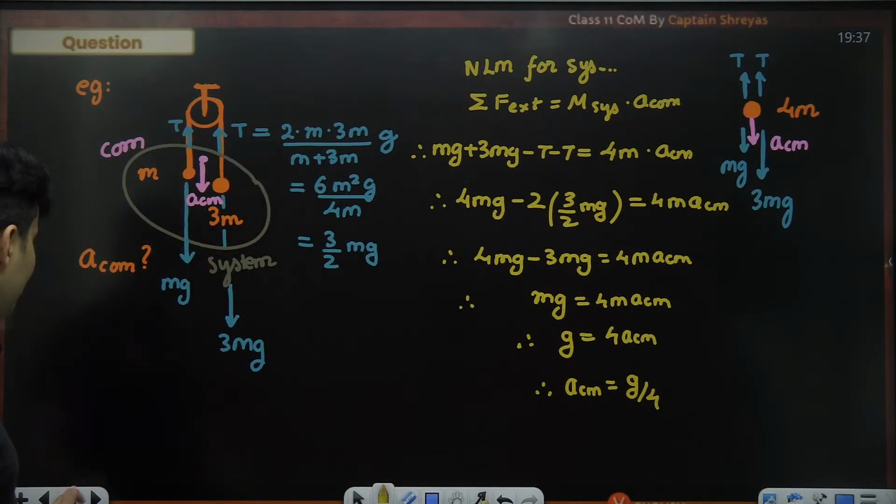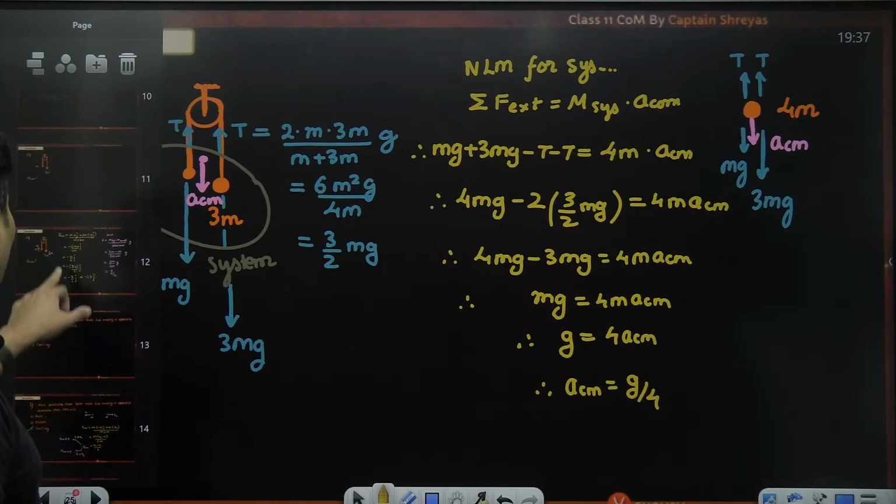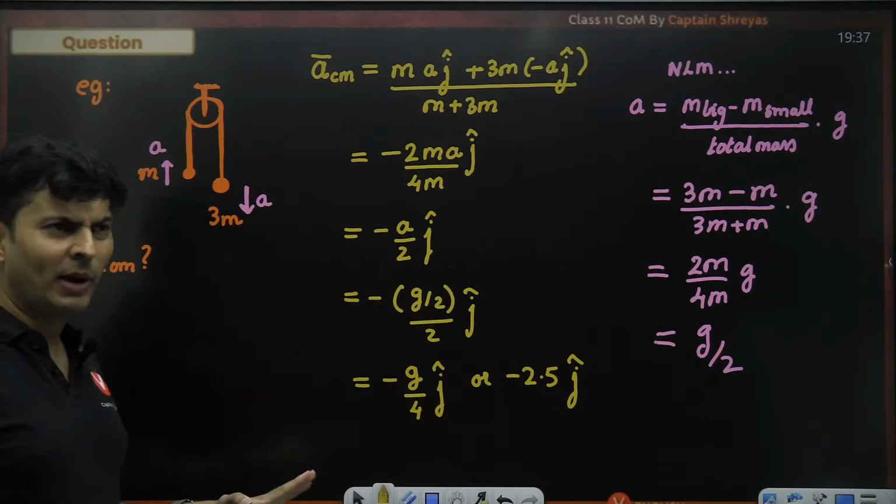Wait a minute. This is exactly the same answer which we got. ACM is g by 4. Go back. We got it as g by 4. Wow, so cool. Here we got a minus. Don't get scared.